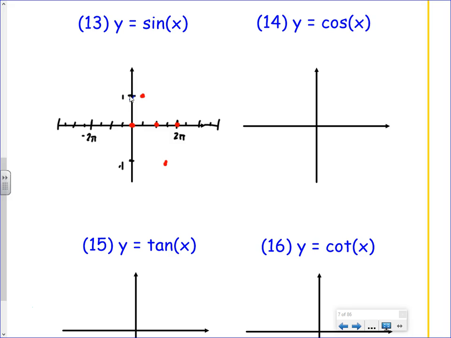Does it work the same way backwards? Basically, except it's going to be bottom, middle, top, bottom. Now, once again, this is a non-reflected, non-transformed sine. It hasn't been shifted, hasn't been stretched, none of that stuff.